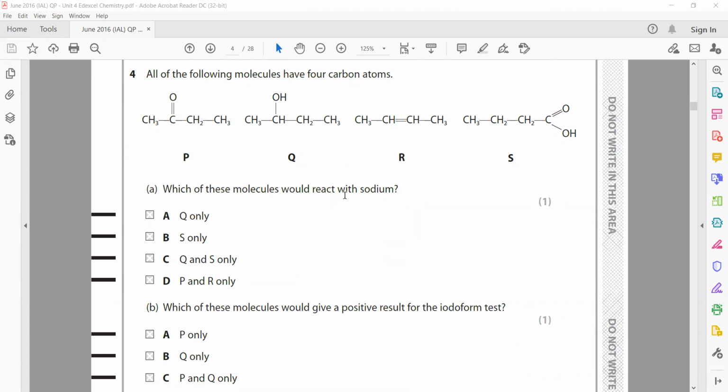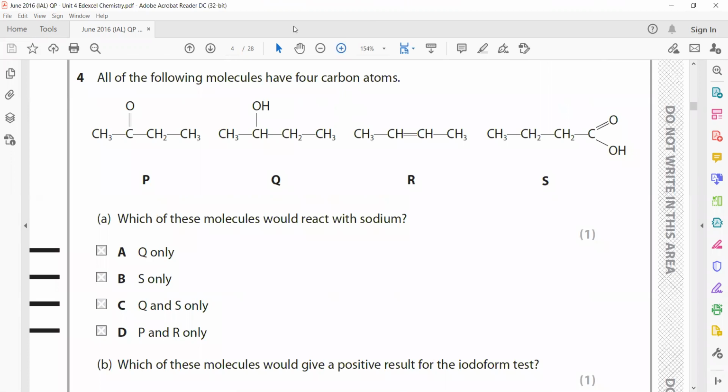All the following molecules have 4 carbon atoms. Which of these molecules would react with sodium? Alcohol and carboxylic acid can. This is ketone, alcohol, secondary alcohol, alkene and carboxylic acid. So both alcohol and carboxylic acid can react with sodium. Metal reacts with acid, giving salt and hydrogen. Same as sodium metal reacting with alcohol to give bubbles, hydrogen is there. So Q and S, C is the right answer for question 4 part A.